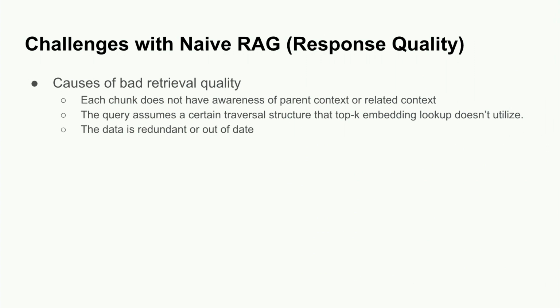There are some causes of bad retrieval quality. Each chunk that you split from the source document does not have awareness of the parent context or related context. The query itself might be complicated, and it might assume you need to traverse your documents in a certain way that top K embedding lookup doesn't do. And if you have multiple versions of the data, it might be redundant or out of date.